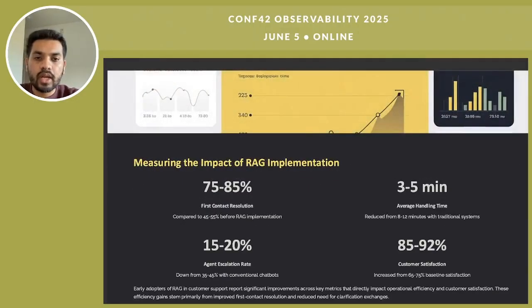Now, here are some stats that we collected that show a tangible improvement in customer support operations across multiple KPIs. These have directly impacted operational efficiency and customer satisfaction. These efficiency gains stem primarily from improved first-contact resolution, as you can see, which has a number of around 75 to 85% compared to 45 to 55%. And also the reduced need for clarification exchanges is another thing that has proven that the RAG-based model has been tremendously helpful in enhancing the user's experience while trying to find support.